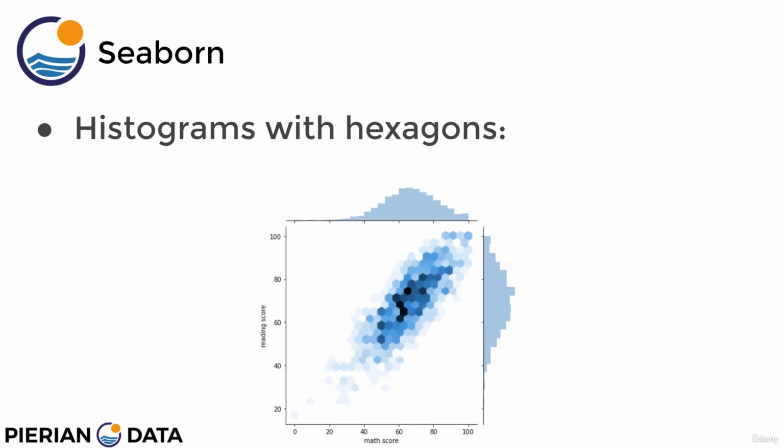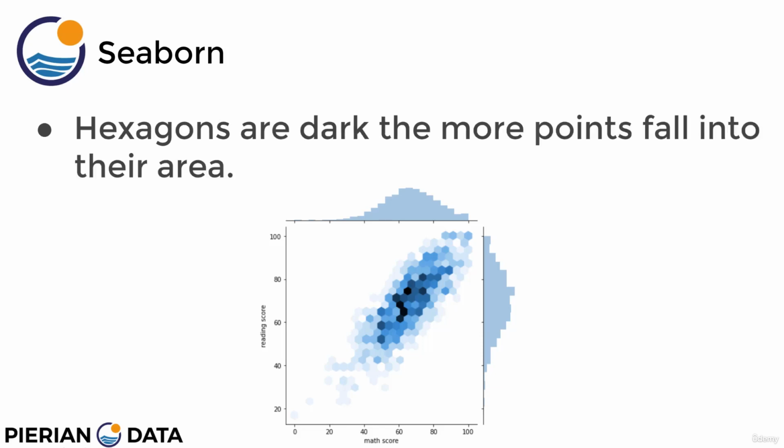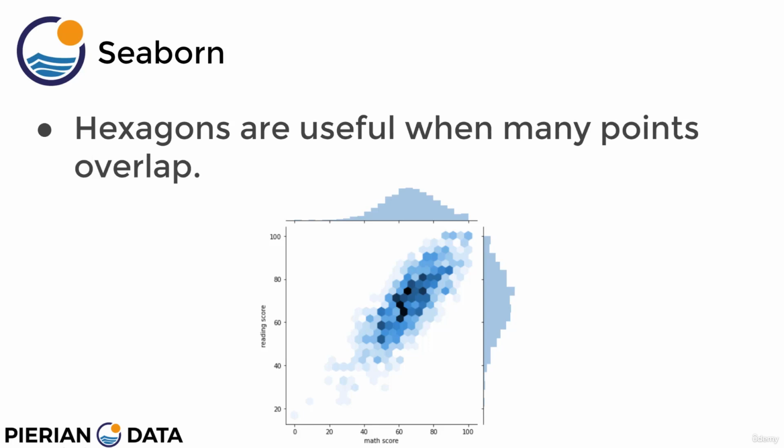Now what's important to note is that with the joint plot, you have different options of how to display that relationship inside of the square. You can also use hexagons. So what's the difference between the points and the hexagons? Well, the hexagons are going to be darker the more points that fall into their area, and you can actually adjust the area of those hexagons. And this is really useful when you have many points that overlap.